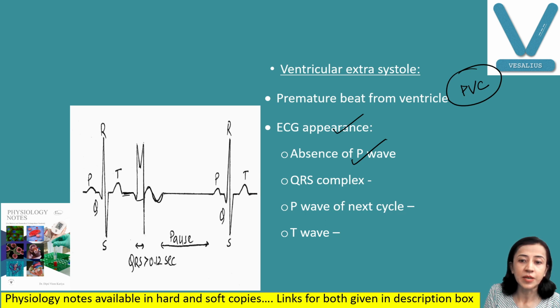You can see here this one. T wave is opposite to the QRS, and that is followed by pause. Here, compensatory pause. Okay, this is the ECG changes in the ventricular extrasystole.